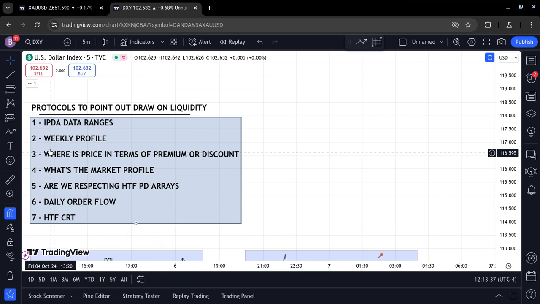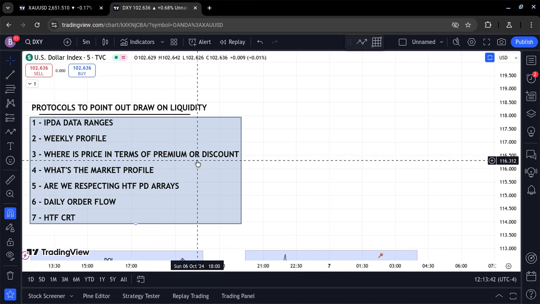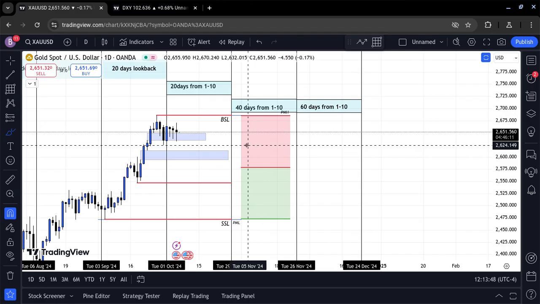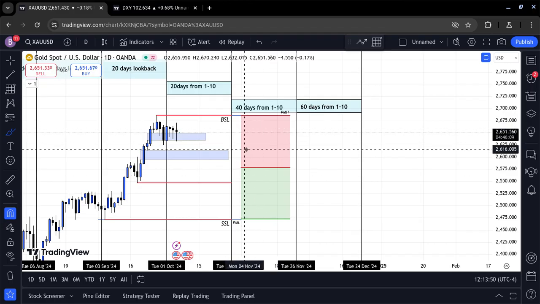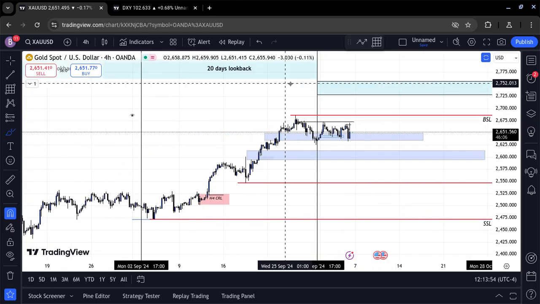I urge you guys. Now the third one is, where is price in terms of premium or discount? It's the same thing. Where are we in the category of price? Are we in the premium or discount zone? That goes for the 4-hour time frame as well. Let's suppose in this range.